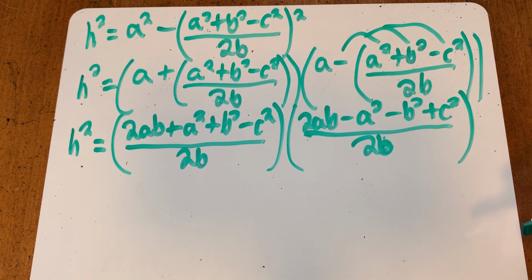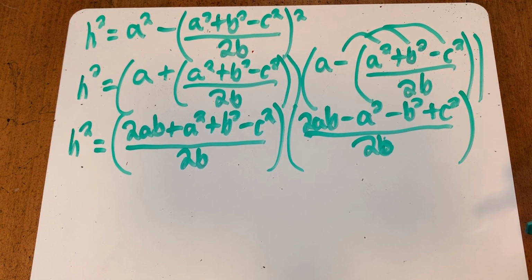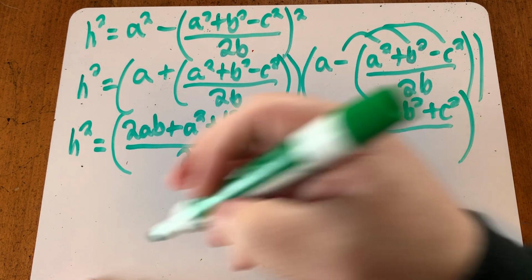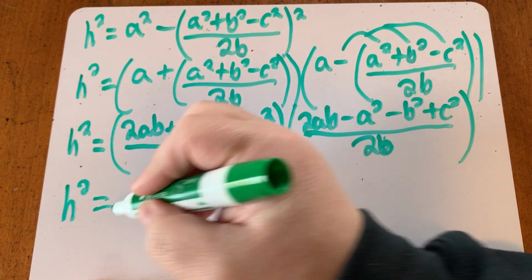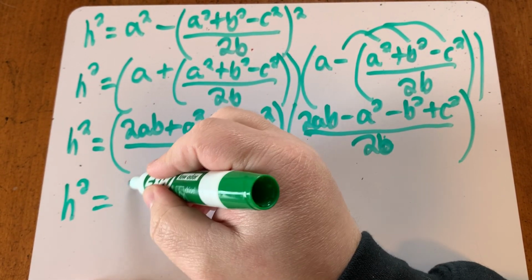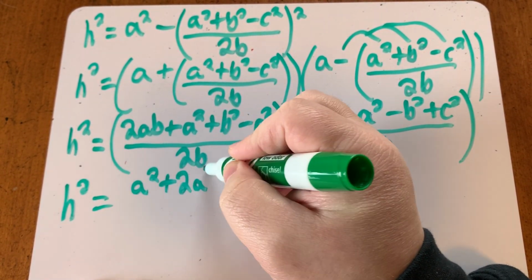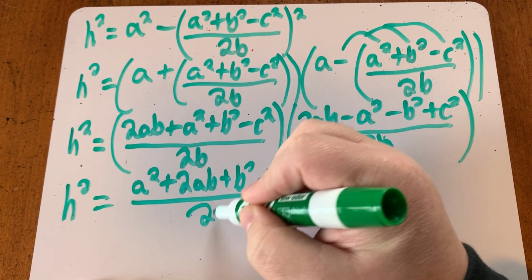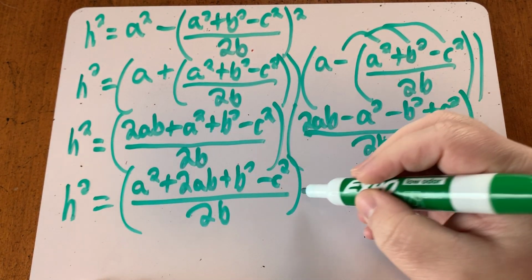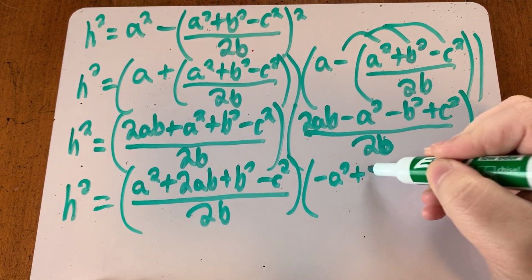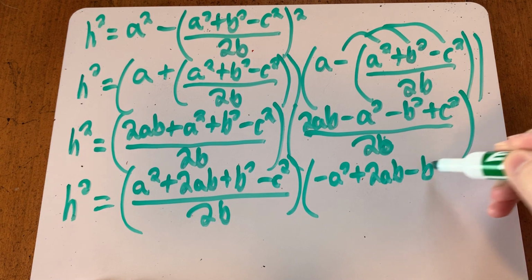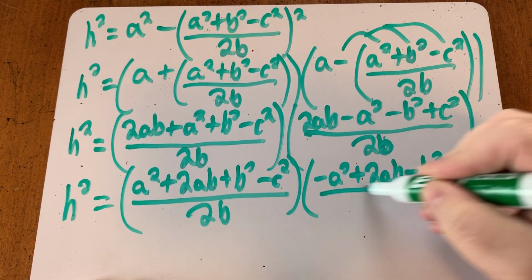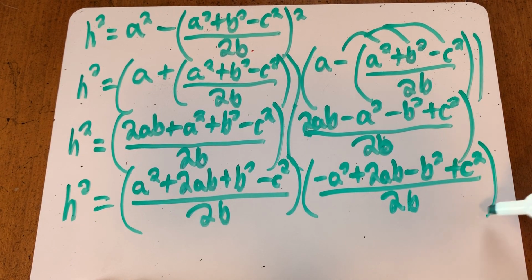Now I'm not going to distribute through. That's going to get a little more messy too. But let's see if we can recognize some patterns. I'm going to use the commutative property to help us here. So I'm going to swap these first two. So a squared plus 2ab plus b squared minus c squared all over 2b. I'm going to do the same thing in the other one. So negative a squared plus 2ab minus b squared plus c squared all over 2b.